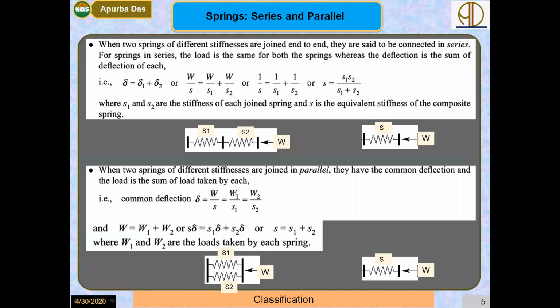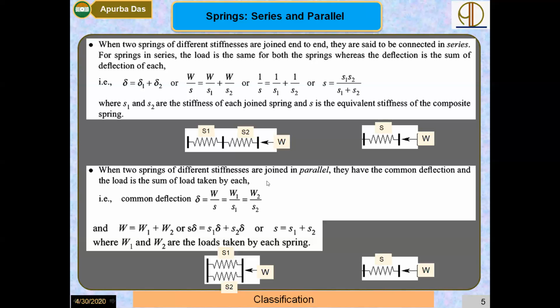So that will be equal to W1 by S1 and W2 by S2, because when this load W is acting, a portion of this W acts on the S1 spring, and a portion of it acts on the S2 spring. So the total deflection will be the same for both springs. And if we consider the total equivalent stiffness of the spring as S, then we can write W by S is equal to W1 by S1 is equal to W2 by S2.